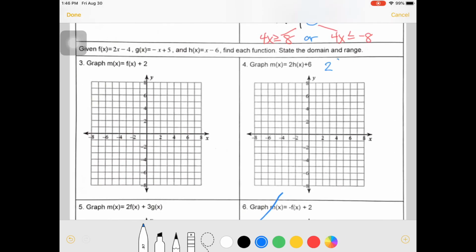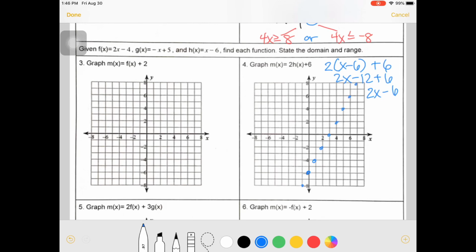It's telling us to do 2 times your h of x, which is x minus 6, and then add 6 to it. So I'm going to distribute that through. 2x minus 12 plus 6 gives me 2x minus 6, and that is really what I'm graphing. I don't care about the original thing, I care about this. So I'm going to go down to -6, count a slope of 2, and graph that line.